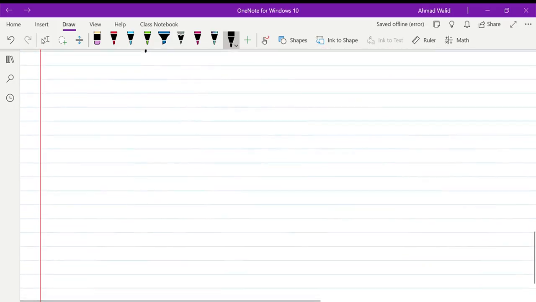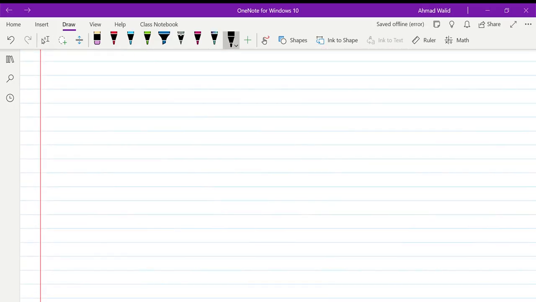Case number 3. If a of n is greater than 0 again, it means a of n is a positive number, and this time n is an even number. What will be the end behavior of the graph?